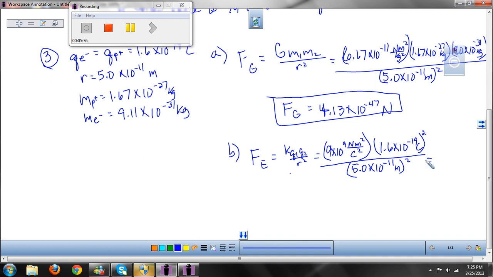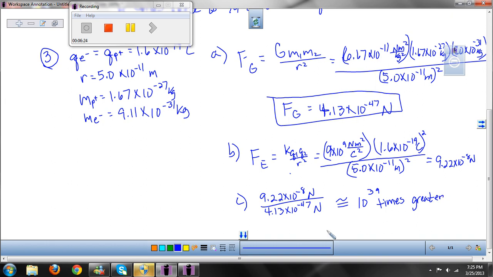When I did that, I got 9.22 times 10 to the negative 8 newtons. Okay, and then it said, part C, how many orders of magnitude greater is the electric force between the two particles than the gravitational force? So I said, well, the electric is this, the gravitational is this, so 10 to the 39th times greater. The electric force is 10 to the 39th times greater than the gravitational force.